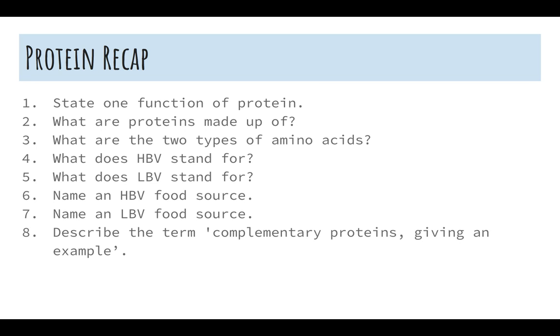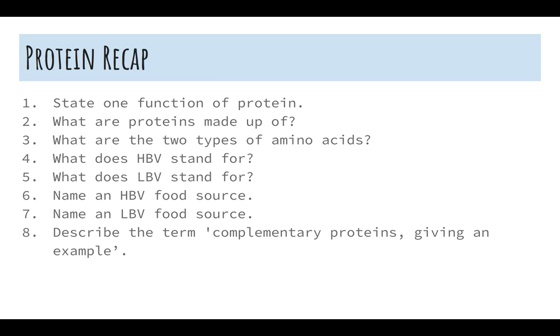Number 2, what are proteins made up of? Hopefully you remember that they're made up of amino acids. Number 3, what are the 2 types of amino acids? Hopefully you remember that amino acids can be essential and amino acids can be non-essential. I'm just going to explain that a little bit further just to remind you. Remember that the essential amino acids need to be obtained from our diet and the non-essential amino acids can be made by the body.